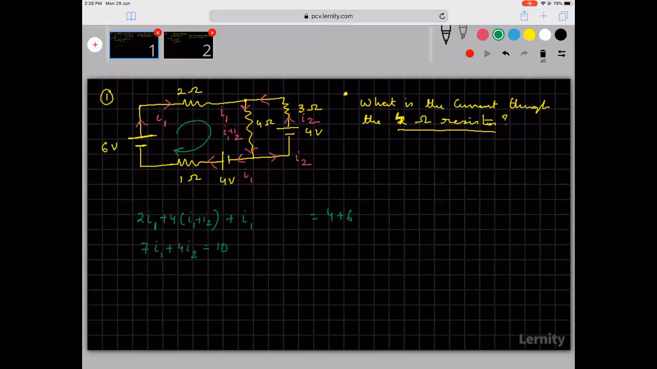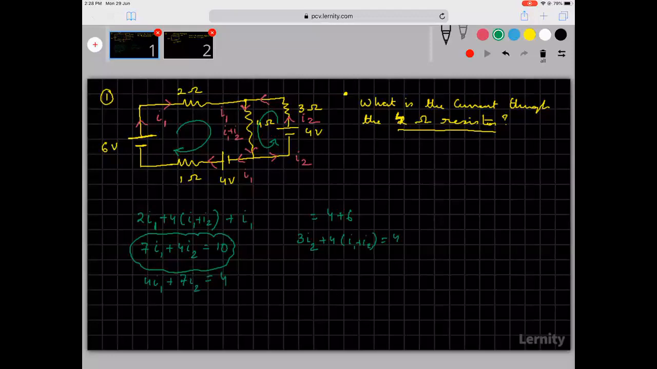Then I take another loop. I can take this big loop here, or this small loop here. It makes sense for me to take this small loop. So I will get 3I2 plus 4(I1 plus I2) is equal to 4. That means 4I1 plus 7I2 is equal to 4.